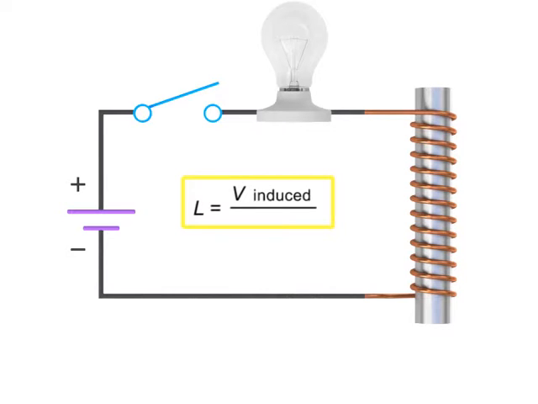Inductance of an inductor is defined as the amount of voltage induced, divided by the change in current per second. Therefore, if 1V is induced by a change of 1A in 1 second, there is 1 Henry, 1H, of inductance.